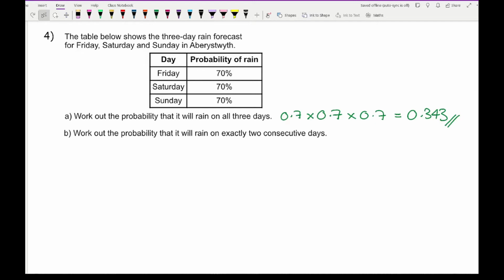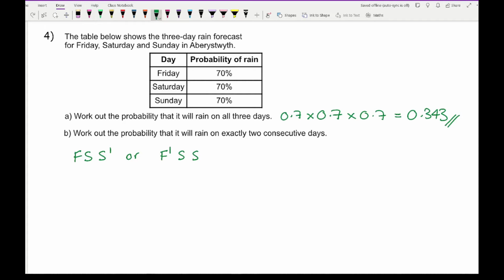Then moving on to question B, it says work out the probability that it will rain on exactly 2 consecutive days. Now, for it to rain on 2 consecutive days, it's either got to rain on Friday and then Saturday, but not on Sunday, or we can do not Friday, Saturday, and Sunday it rains. So again, if you did a tree diagram, you'd have to make sure you're going from one branch and there'd be 3 stages to it.